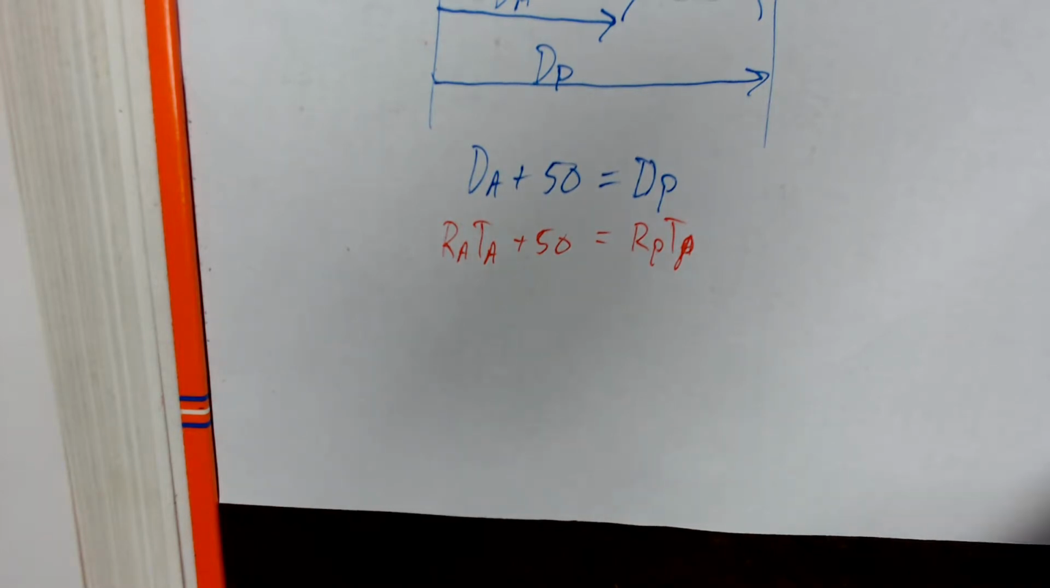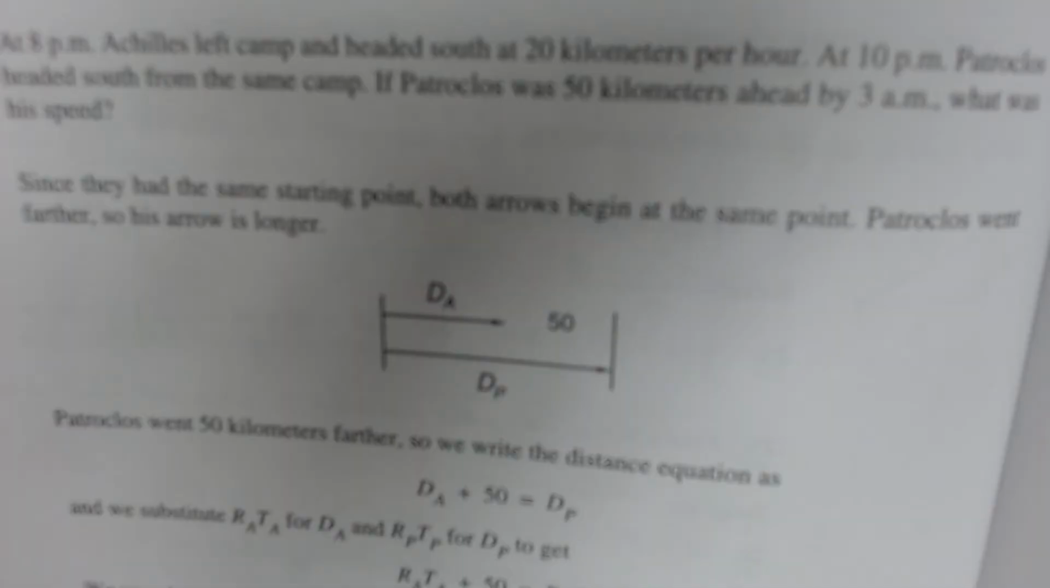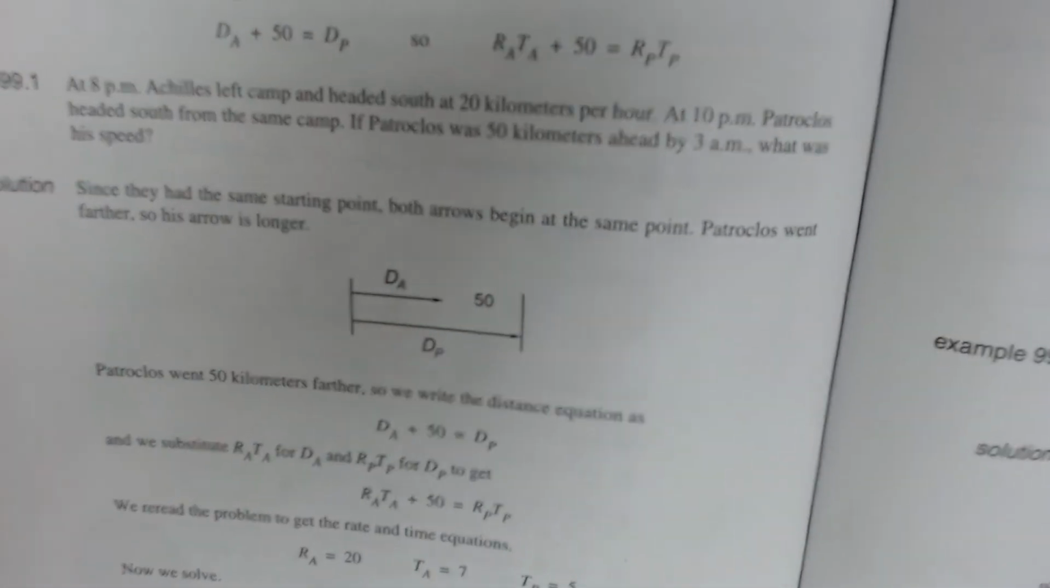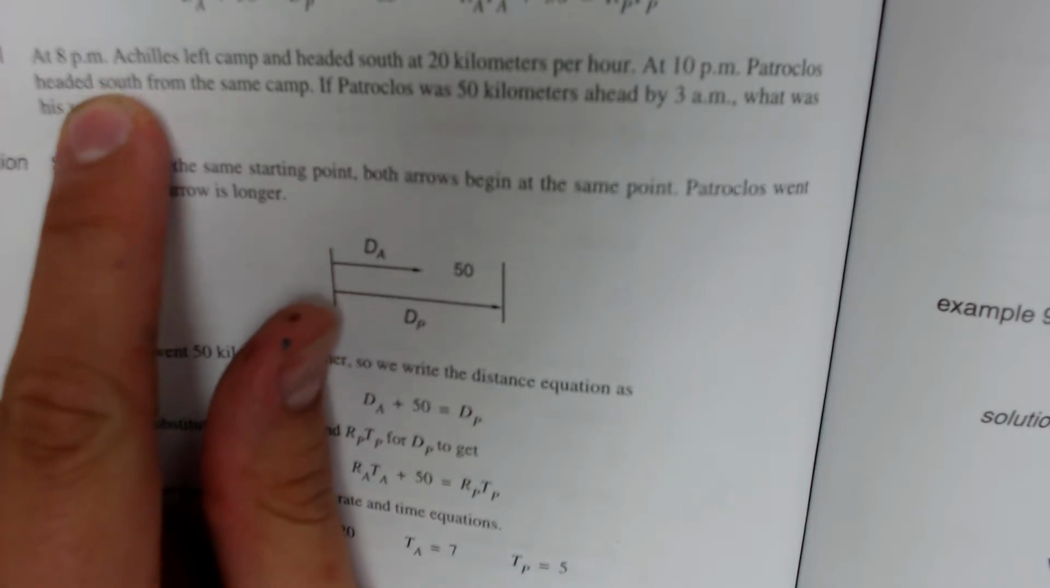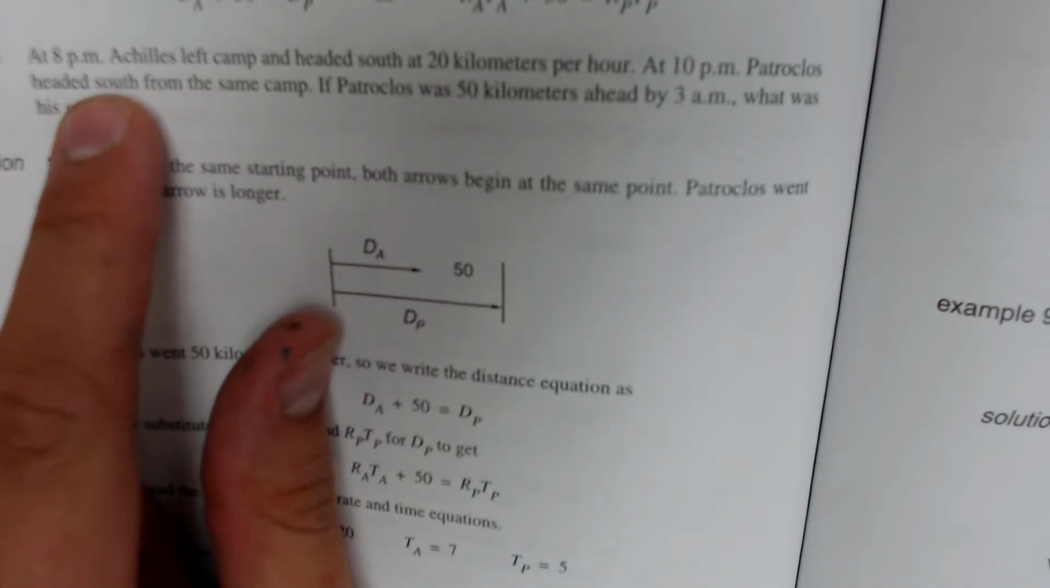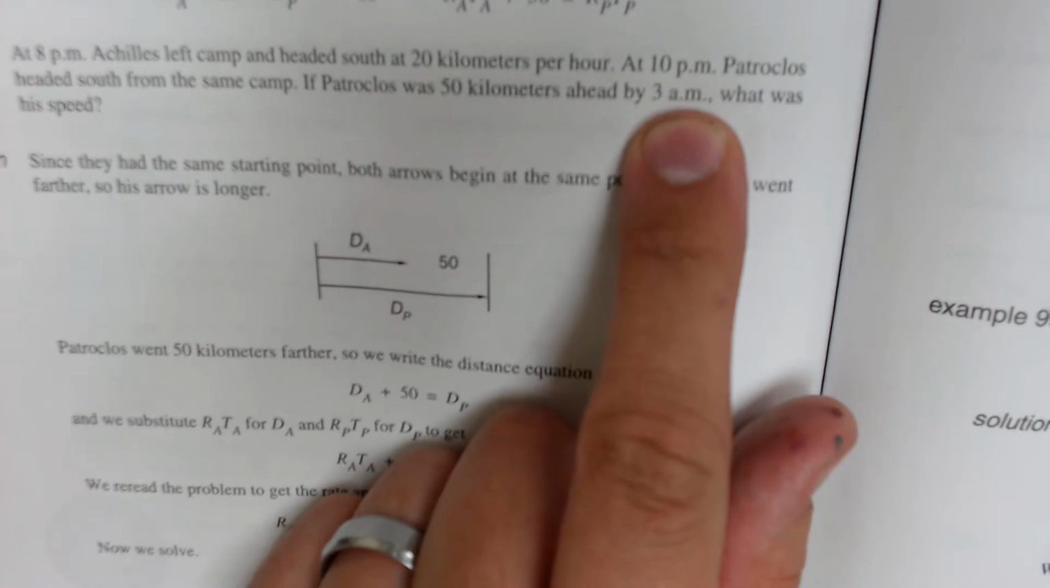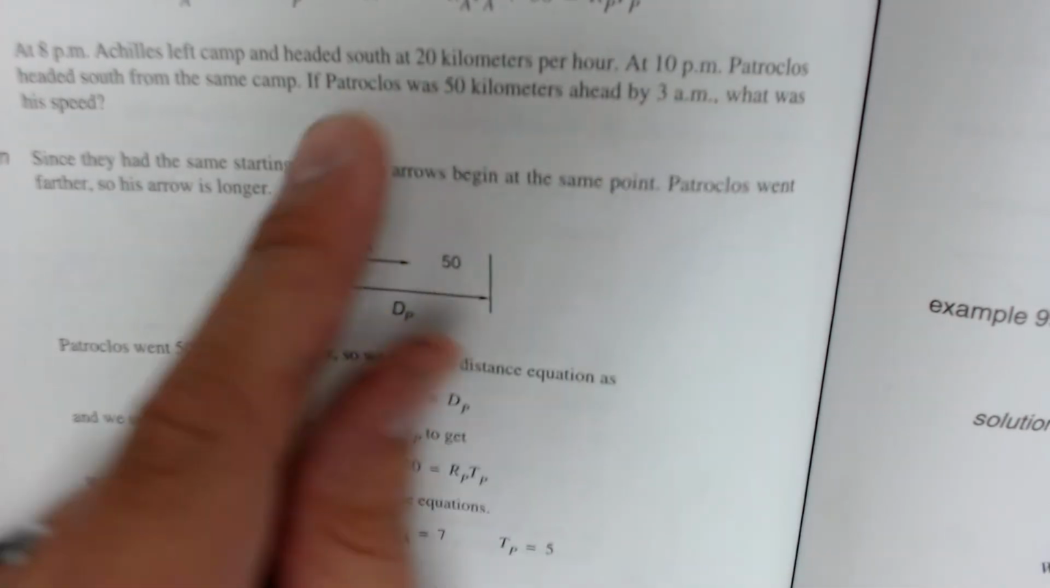Now we go to our problem to see what information we have that we can fill in here. It says Achilles left the camp at 8 p.m. and Patroclus left at 10 p.m. So Patroclus left 2 hours later.